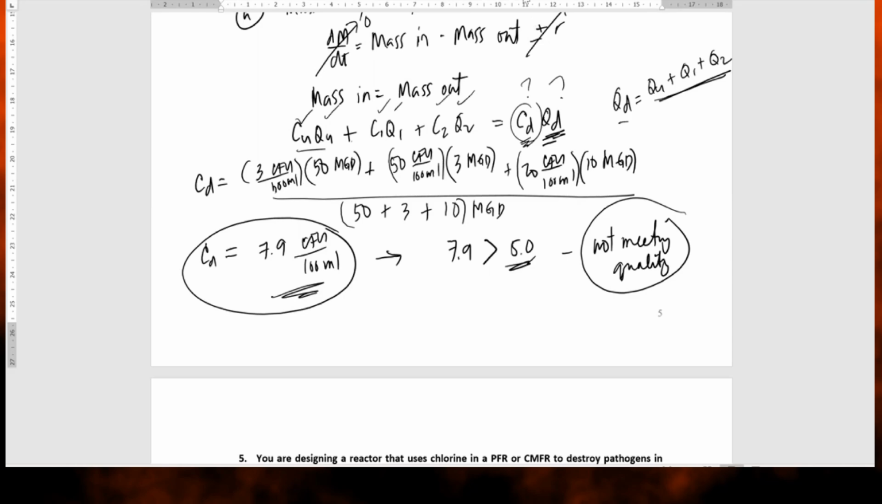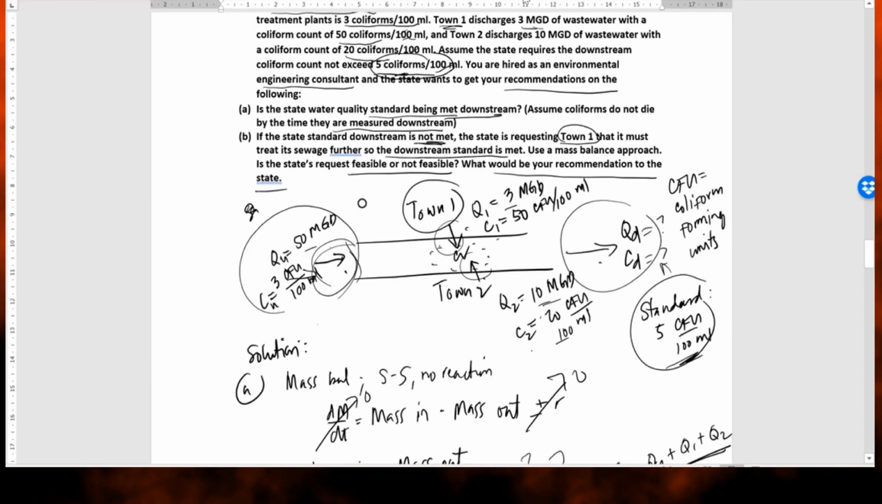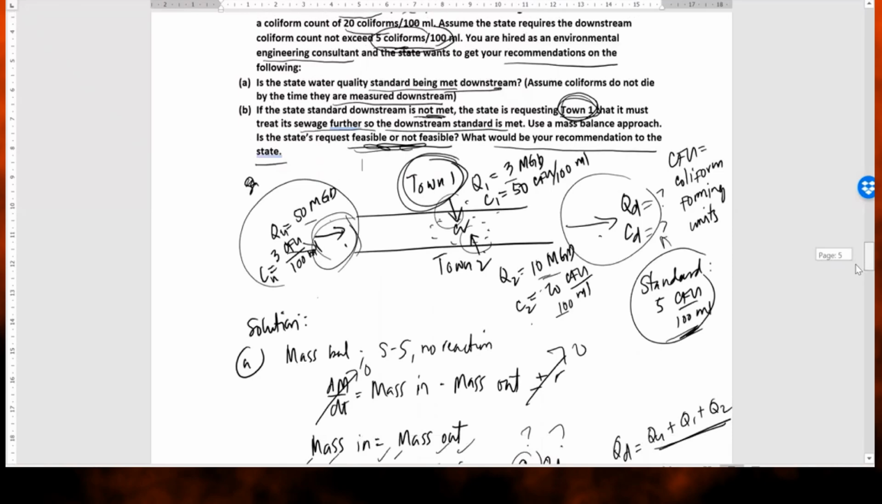So the second question states, as in environmental, if the state standard downstream is not met, the state is requesting town 1, only town 1, that it must treat its sewage further so that the downstream standard is met. So they're requesting town 1, please try to reduce your concentration. So use a mass balance. Is the state's request feasible? Is it possible or not? What would be your recommendation to the state? So how do we do that? We are only requesting town 1 to change.